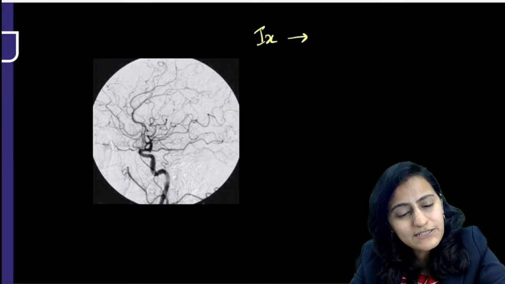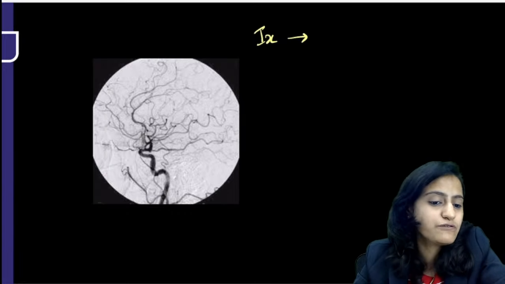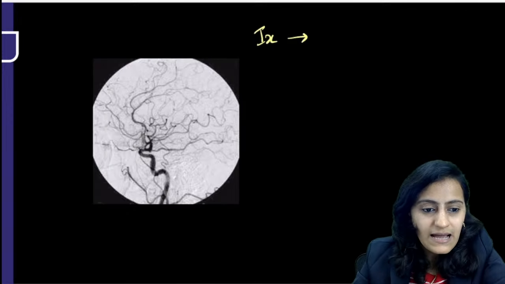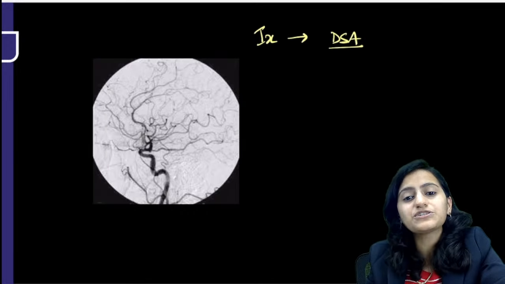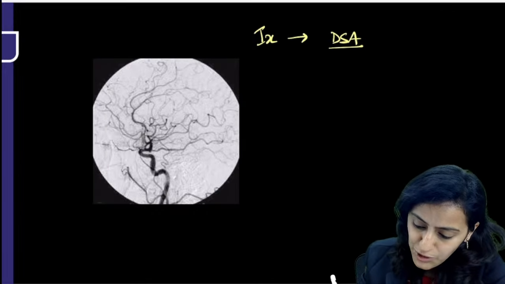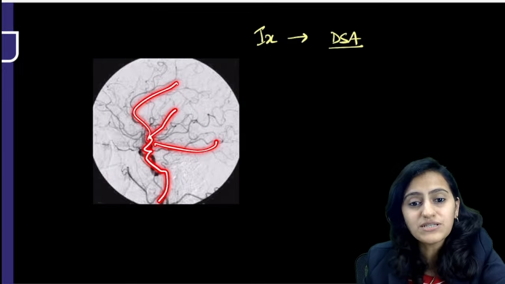For varicose veins, Susma, also for varicose veins, it is ultrasound. That's the investigation of choice. Absolutely right. This is DSA. Okay, this is digital subtraction angiography. So what we see in this image is a vessel with its various branches.